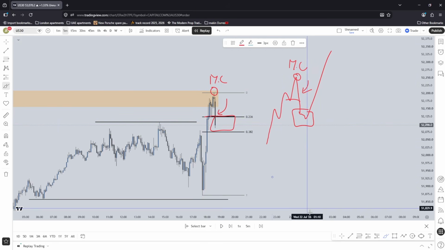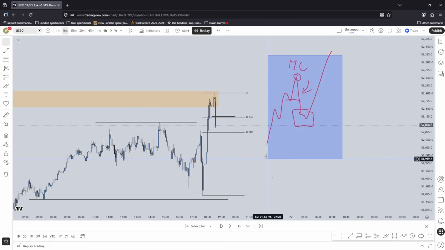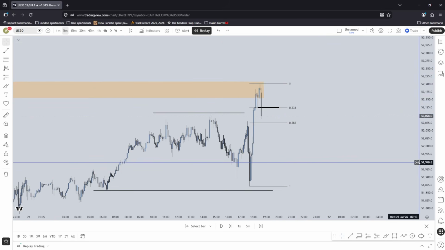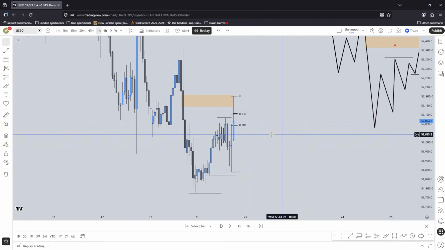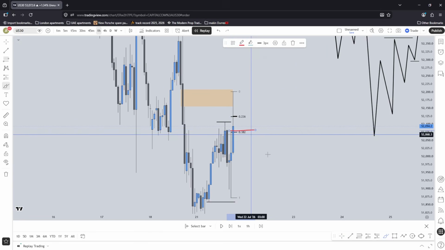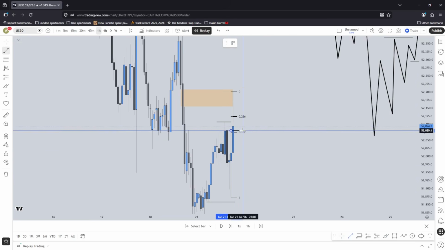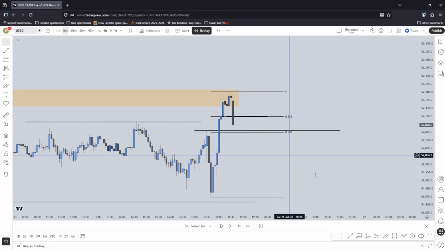Okay, so as you can see, we have this continuation level and we created this fake move to the downside, which means this is enough for me to look for buys. And as I said before, indices are moving with momentum. So as you can see, we had this huge bullish candle. We closed above the previous candle high. So we can actually use this as our continuation level. Okay, so we have this high, we have this 3/8 level. So let's go back to 5 minute.